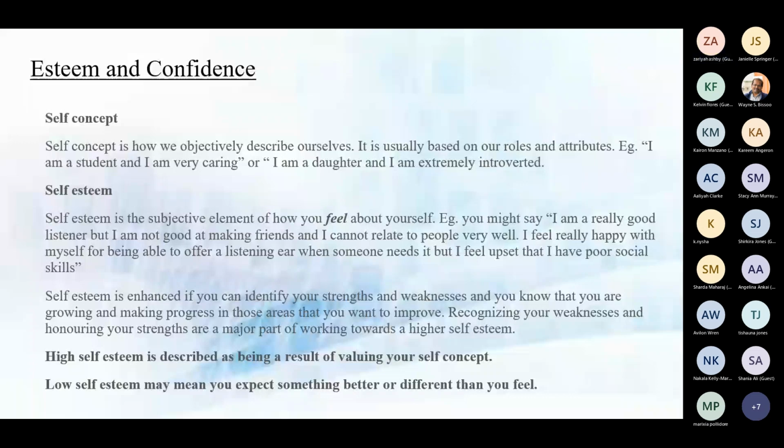Self-concept is how we objectively describe ourselves. It is usually based on our roles and attributes. For example, I'm a student and I'm very caring. Or I'm a daughter and I'm extremely introverted. So your self-concept is basically how you perceive your behaviors, abilities, characteristics, how you perceive yourself. That's just answering the question, that's the embodiment of the question: Who am I?